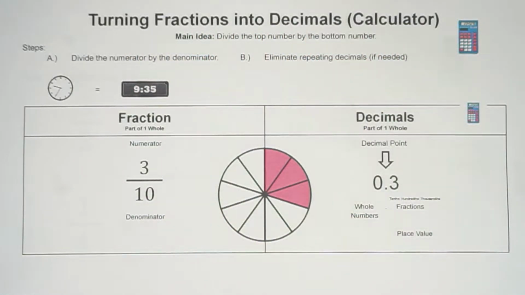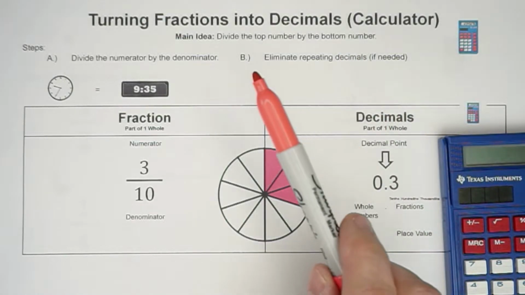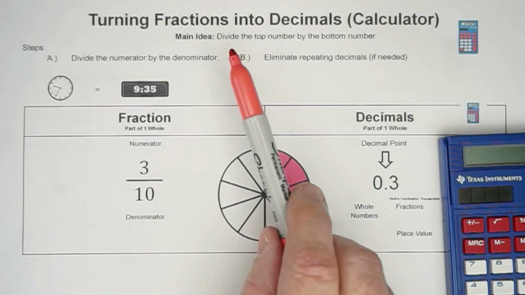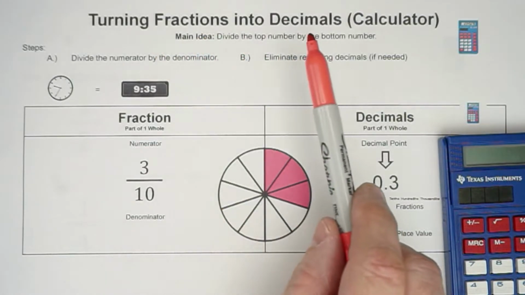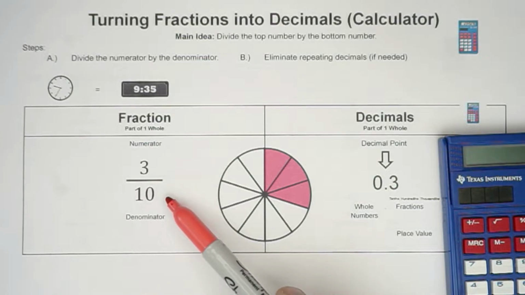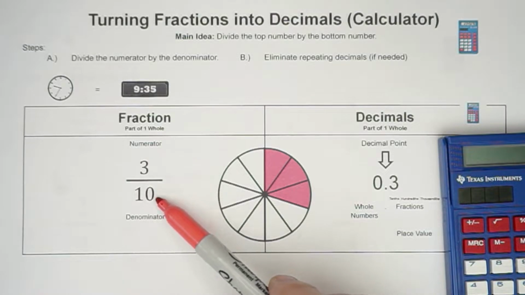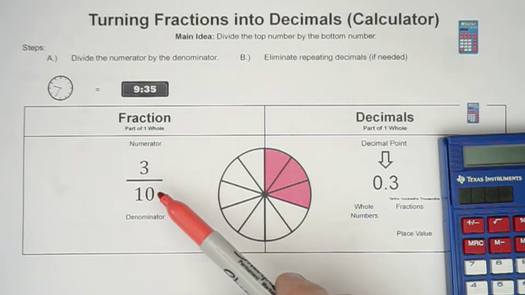And we'll be using a calculator today just to keep things a little bit easy. And so our main idea for today is that to turn fractions into decimals, we're just going to divide the numerator by the denominator. So, for example, 3/10 is a fraction, with a numerator on top and a denominator.